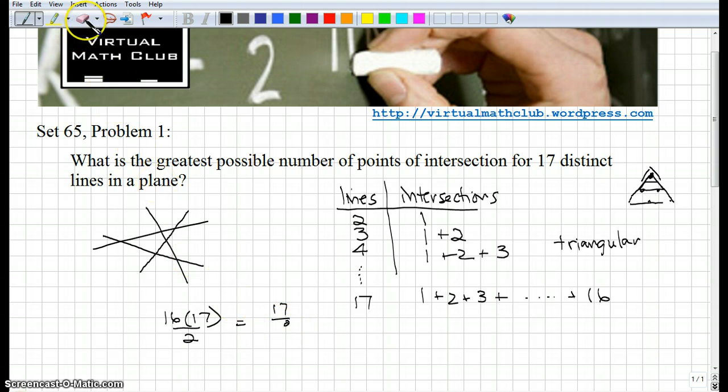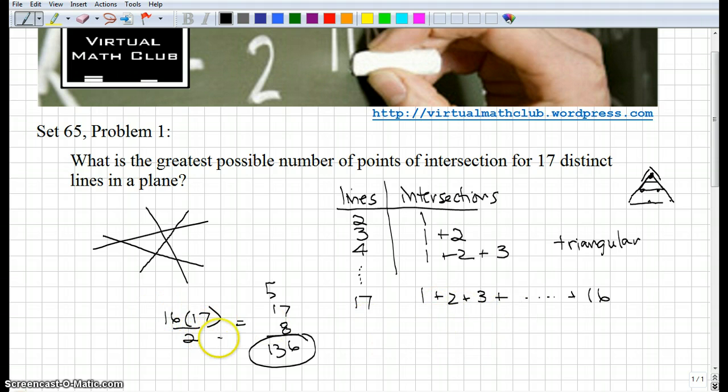Oops. Don't know why I put a line there. 17 times 8. So what's 17 times 8? Well, let's see. We got 56, carry the 5, 136. So that's our answer: we'll have 136 intersections if we were to draw 17 lines so that they all intersect each other, and get the maximum number of intersections, okay.